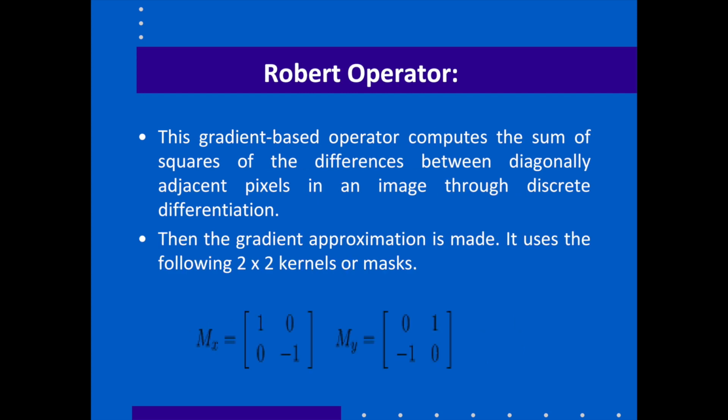This gradient based operator computes the sum of squares of the differences between diagonally adjacent pixels in an image through discrete differentiation. Then the gradient approximation is made, and it uses the following 2 by 2 kernels or masks, where mx is equal to 1, 0, 0, minus 1, and my is equal to 0, 1, minus 1, 0.